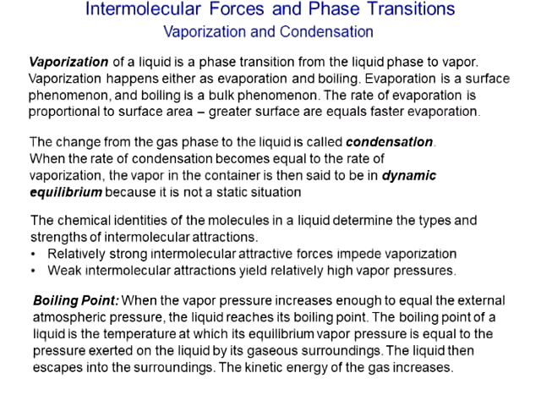That brings us to the concept of boiling point. When the vapor pressure increases enough such that it equals the external atmospheric pressure, the liquid reaches its boiling point. It's that point at which it now wants to move over from the liquid phase into the gas phase. And it will start that process at that temperature and at that pressure. The boiling point of a liquid is the temperature at which its equilibrium vapor pressure is equal to the pressure exerted on the liquid by the gaseous surroundings.